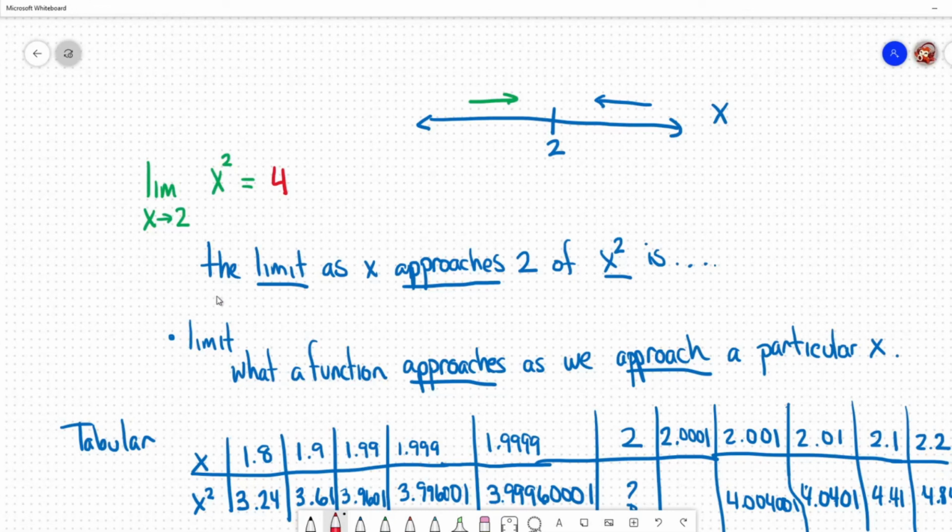It's not always going to be the case that a limit is equal to the actual value if we were to plug in the number. If it does happen to be the same, that's going to infer a property about the function.